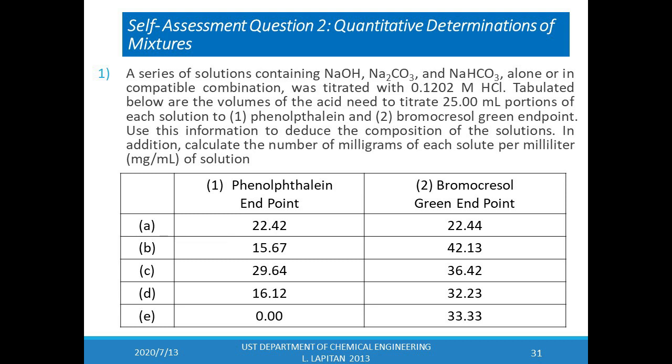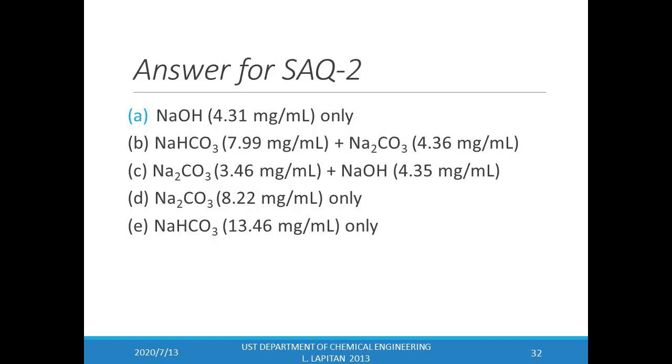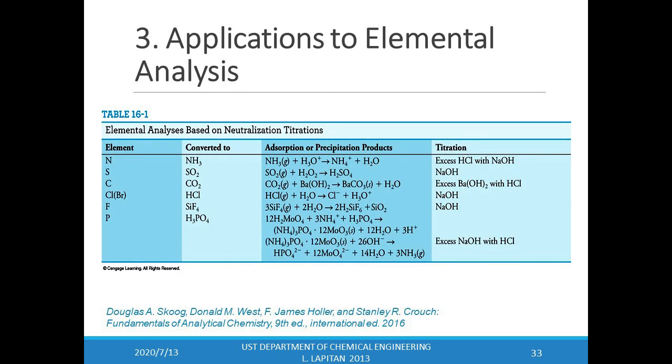Okay, so this will be your second self-assessment question for the quantitative determinations of mixtures. Before you start answering this problem, you have to first figure out whether the titration was done in a single vessel or a double vessel titration. Then after that, based on the volumes that are required to reach the endpoints, we have to determine which species are present for each mixture, or if there's only one species for each problem. I presented here the answers for the self-assessment question to check if you got the correct answers.